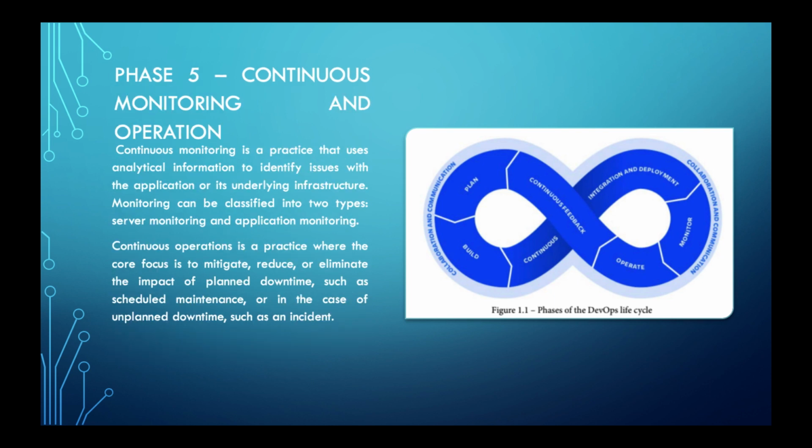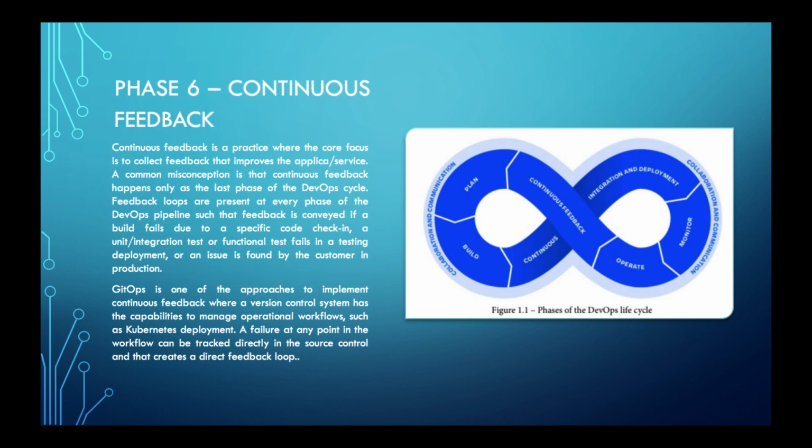Phase 6: Continuous feedback. Continuous feedback is a practice where the core focus is to collect feedback that improves the application or service. A common misconception is that continuous feedback happens only as the last phase of the DevOps cycle. Feedback loops are present at every phase of the DevOps pipeline such that feedback is conveyed if a build fails due to a specific code check-in, a unit, integration or functional test fails in a testing deployment, or an issue is found by the customer in production.